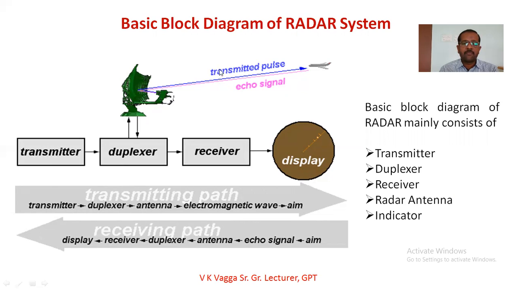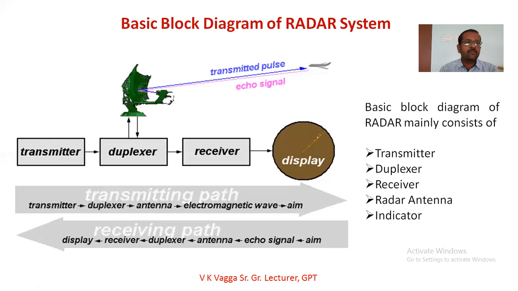So it is going to start from the aim, it is going to be transmitted back as an echo signal, and it is going to be received by the receiver antenna. It is passed into the duplexer, and afterwards it will enter into the receiver, and from the receiver it will be displayed on the display, which acts as an indicator here. Understood? This is the block diagram of the basic radar system.